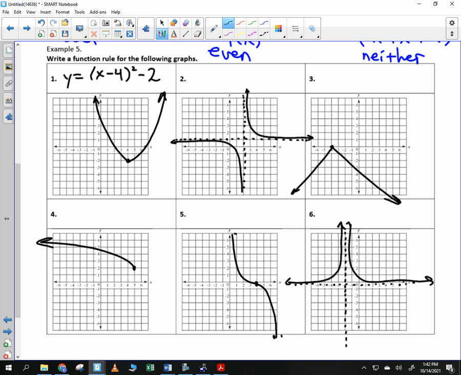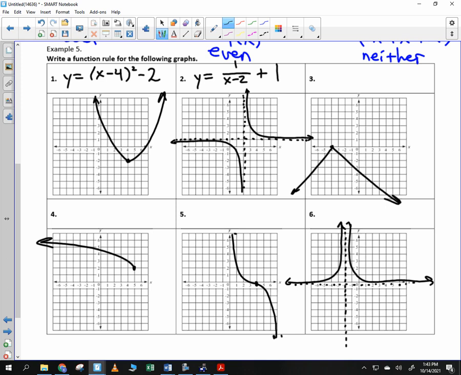Some of them are a little bit easier, some are a little bit more difficult. What's the parent function here? 1 over x. Okay, yep, 1 over x. It's your reciprocal function. So 1 over x, but what's the shift? Right 2, up 1. Yep, so 1 over (x minus 2), that's going to create the right 2. And then the plus 1 will shift it up 1. That's not too bad, right?